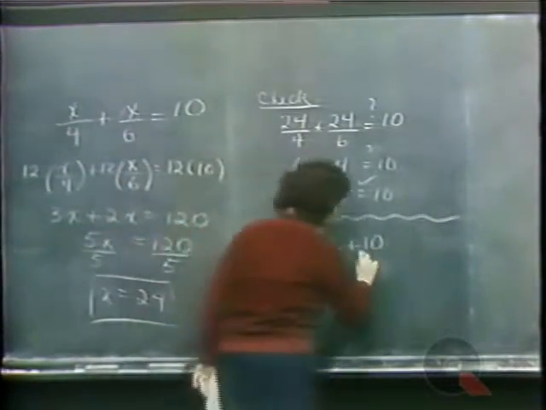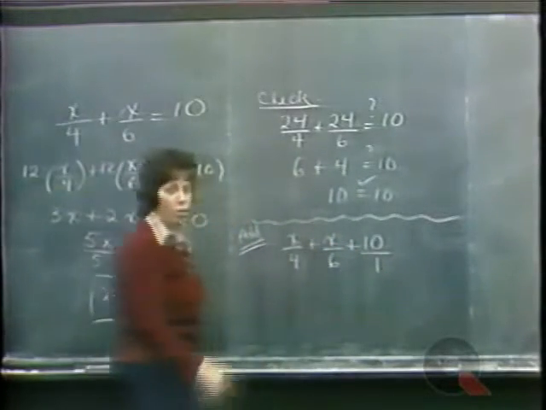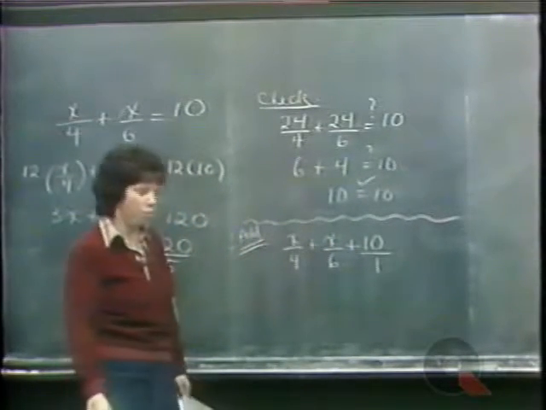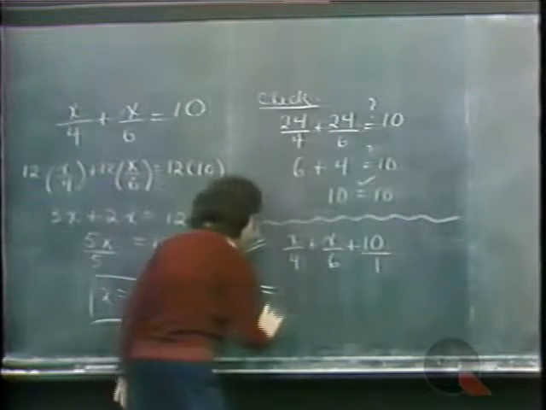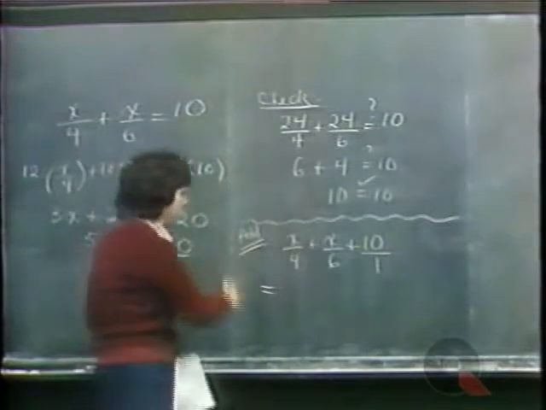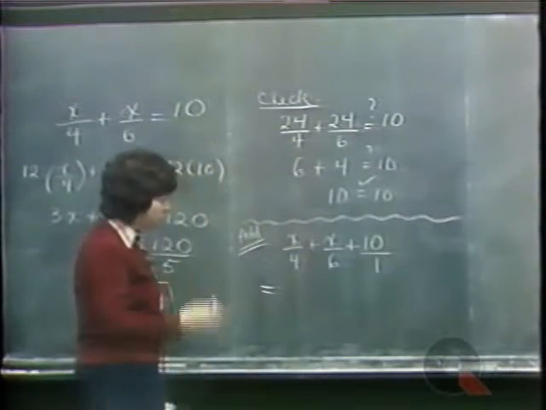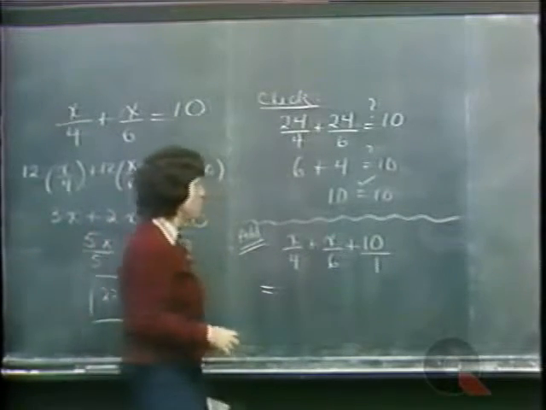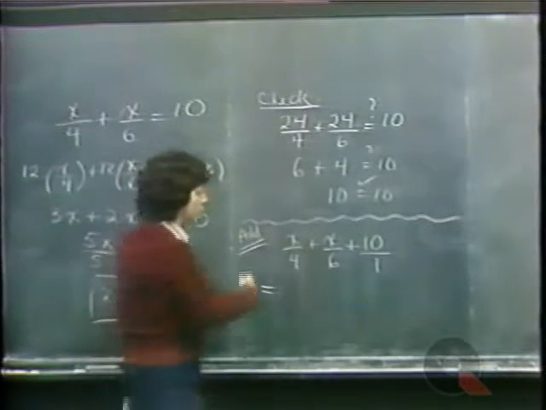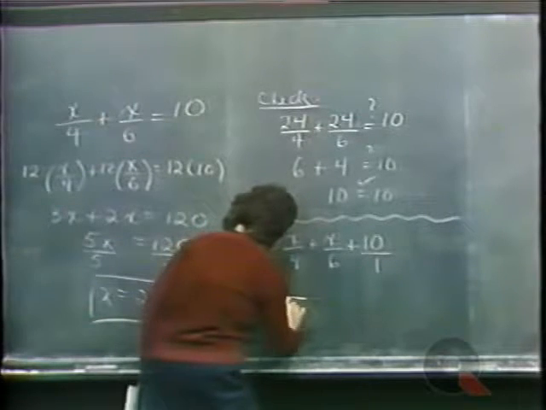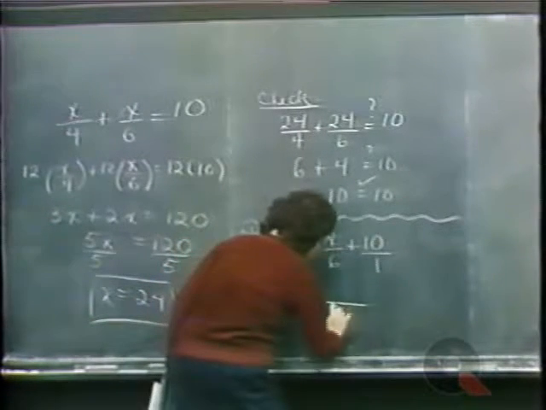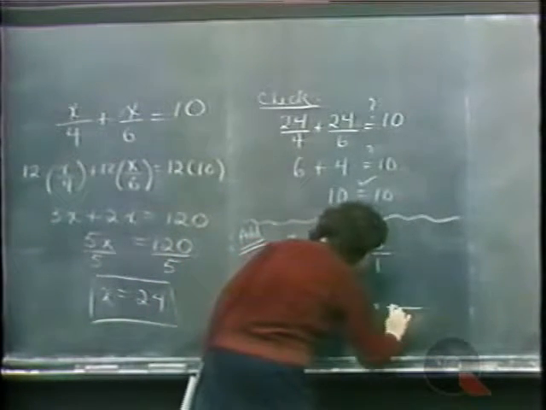We have denominators here of 4, 6, and 1. The denominator of 10 is 10 over 1. In each case, we're going to build a fraction equivalent to this fraction, and they're all going to have the same denominator. Once again, the LCD in this problem is still 12. So we're going to try to build fractions equivalent to each of these with denominator 12.